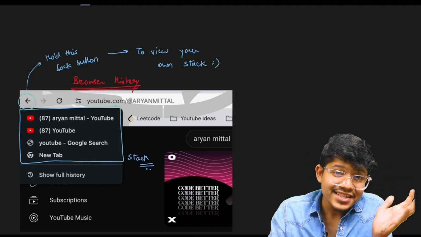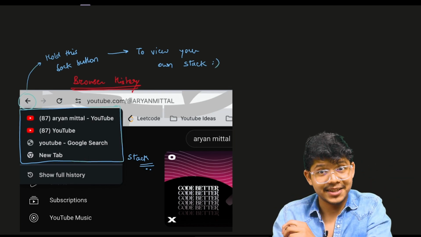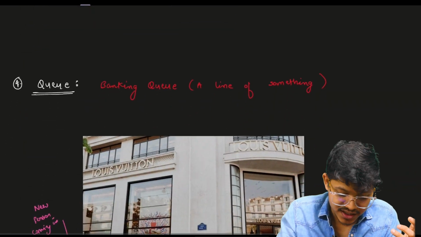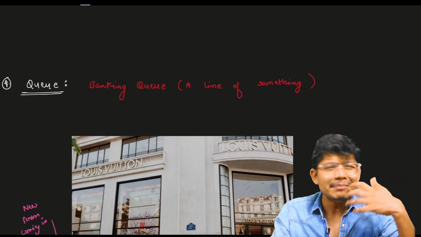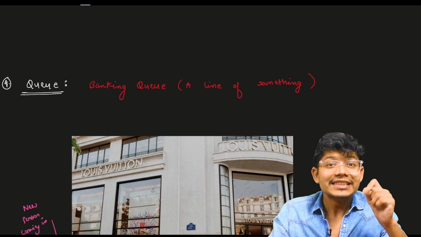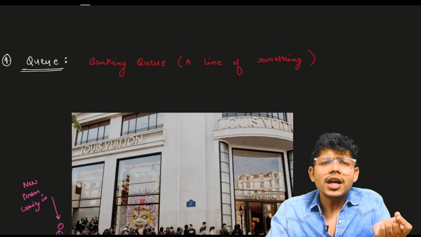So your browser history is also based on that of the stack. After stack, his brother comes in, which is nothing but a queue. You have seen many people saying standing in a queue, standing in a line. That is nothing but a queue itself.